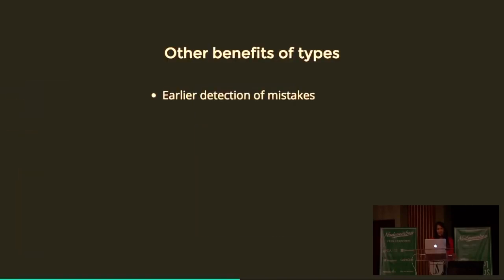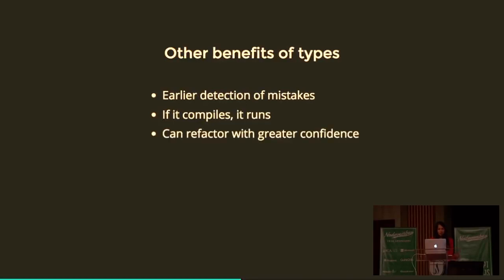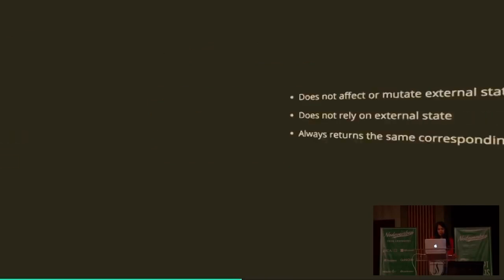Okay, other benefits of types: earlier detection of mistakes, as we just saw. The satisfaction of if it compiles, it runs. You can refactor with greater confidence, because if you update a type and you see compile errors, you know exactly where the code is being used incorrectly. And it serves as a domain modeling tool, where you saw a simple example with the app state, you can expand that and actually model your entire app domain using types, which is really helpful for documentation.